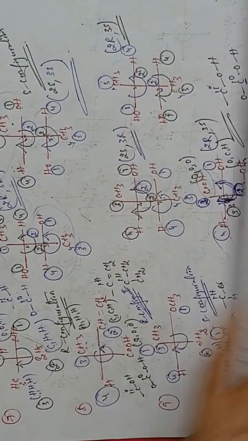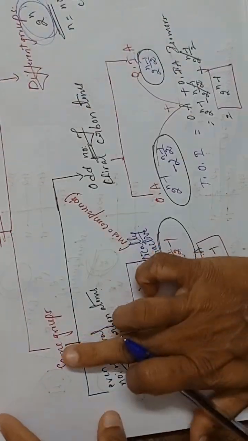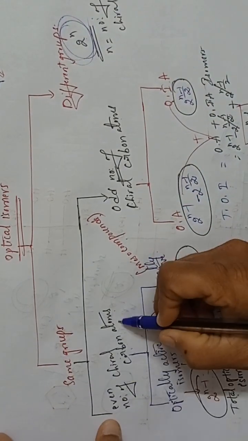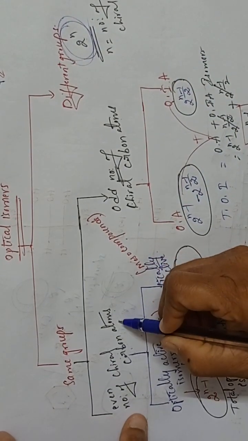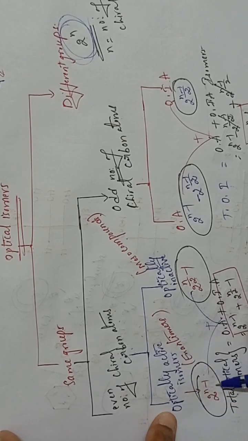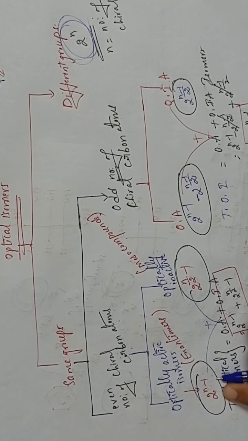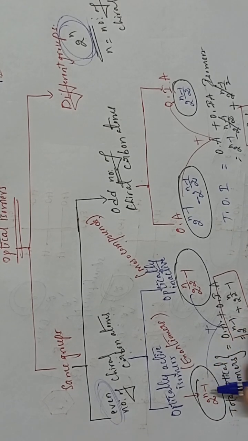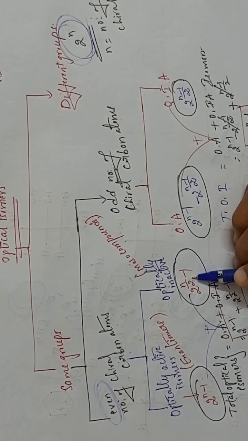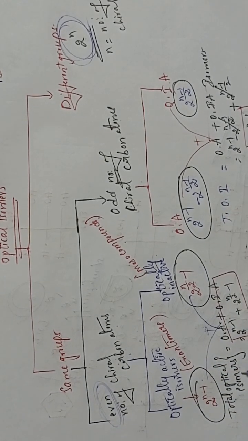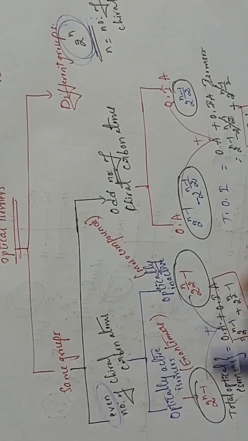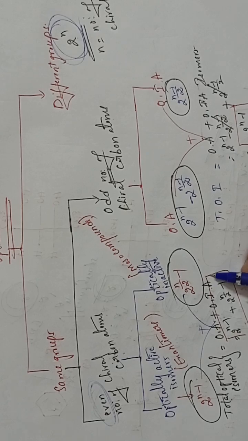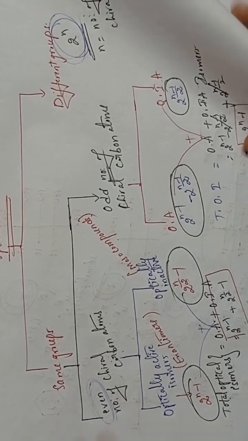Now see here, formulas. Same groups are there. Even number of chiral carbon atoms. What is the formula to calculate optically active? 2 power n minus 1. Even number, 2 power n minus 1. And optically inactive is 2 power n by 2 minus 1. For total optical isomers, we have both formulas and we should add them. Optically active plus optically inactive isomers.